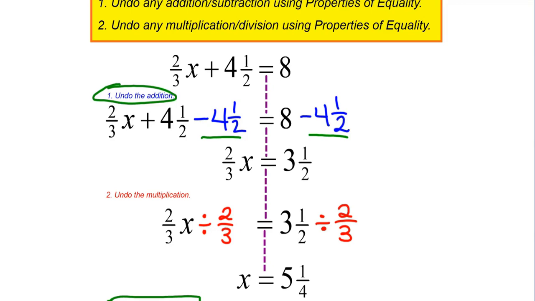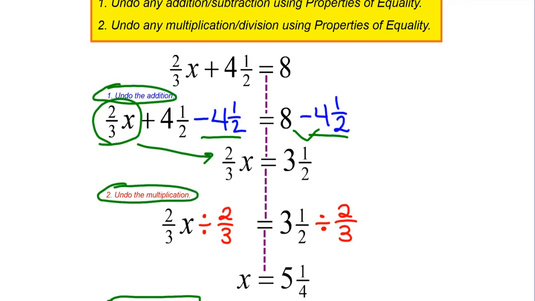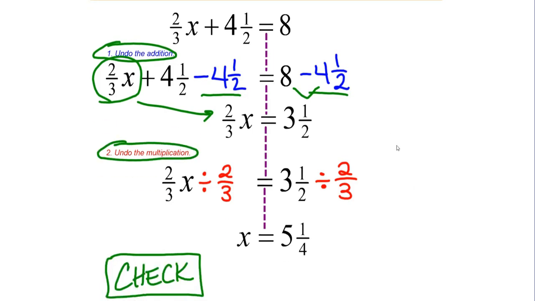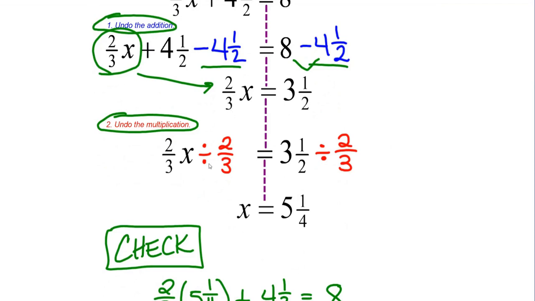I subtracted 4.5. These terms cancel each other out and become 0. So all that's left is the 2/3 x. And 2/3 x equals 3.5, because 8 minus 4.5 is 3.5. And now I need to undo the multiplication. By undoing that multiplication, I'm going to use division. Since I'm multiplying by 2/3, I divided both sides by 2/3.